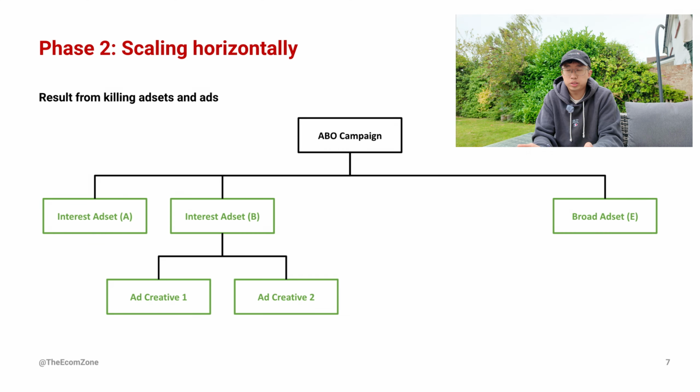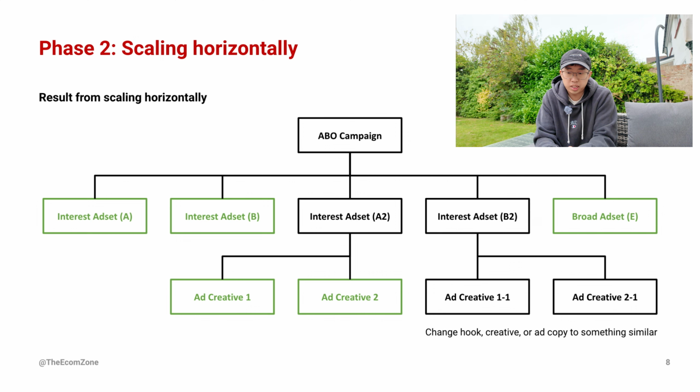So there's actually many ways to scale, and in this method, it's scaling horizontally. So here are the results from killing ad sets and ads in your ABO campaign, right? So you killed C and D, and now you're left with A, B, and E with 2 ad creatives. Now what you want to do is duplicate interest ad set A and B, so it becomes A2 and B2, as you can see here in the blacks. And then you want to test different interests that are related to the interest ad set A and B.